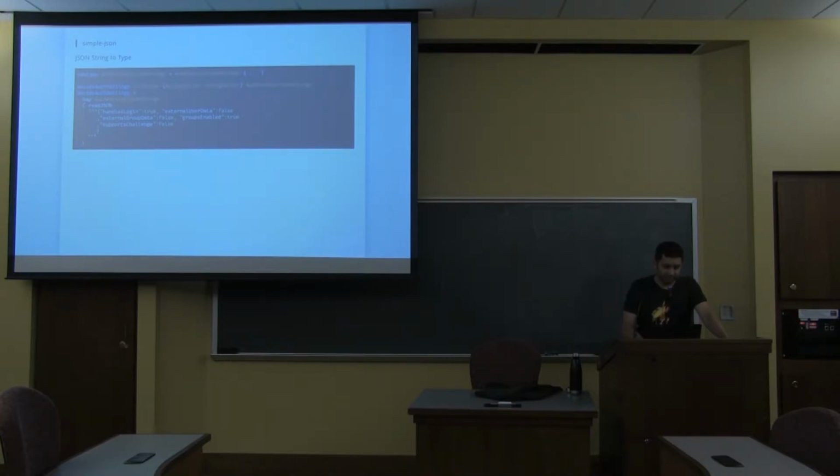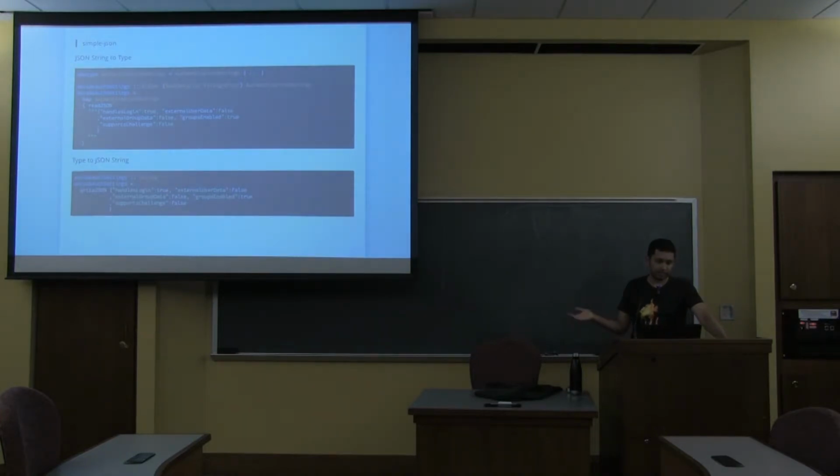And if you want to go from a type to a JSON string, it's actually pretty easy as well. You just say, here's my record, and just give me JSON, and it dumps it into a string for you. Super easy.